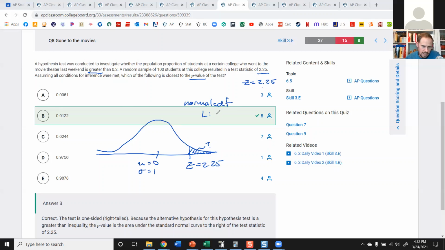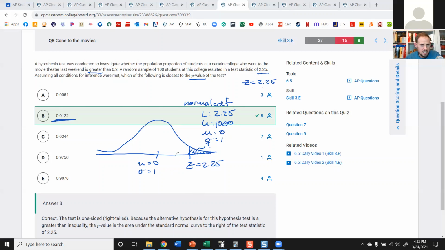The lower bound would be that Z-score, 2.25. Our upper bound would be just something big. Our mean would be 0. Our standard deviation is 1. Right? And we can just throw that in our calculator, and that gives us this for our p-value.